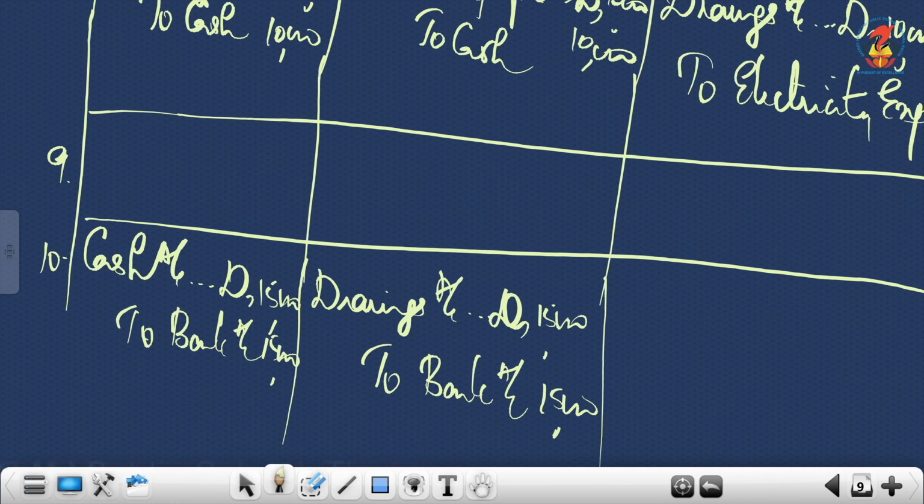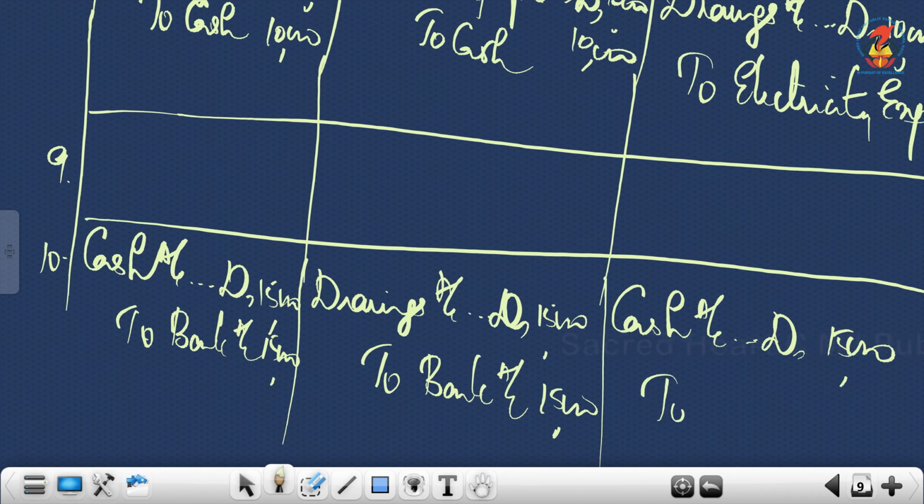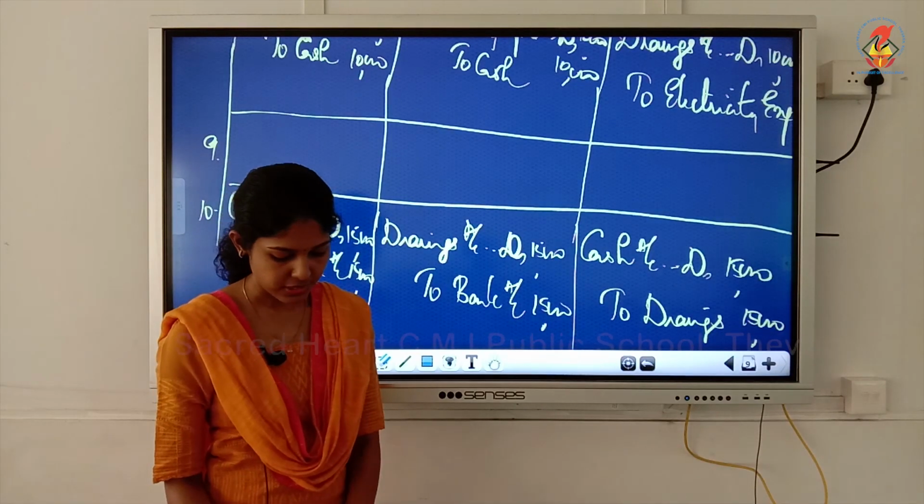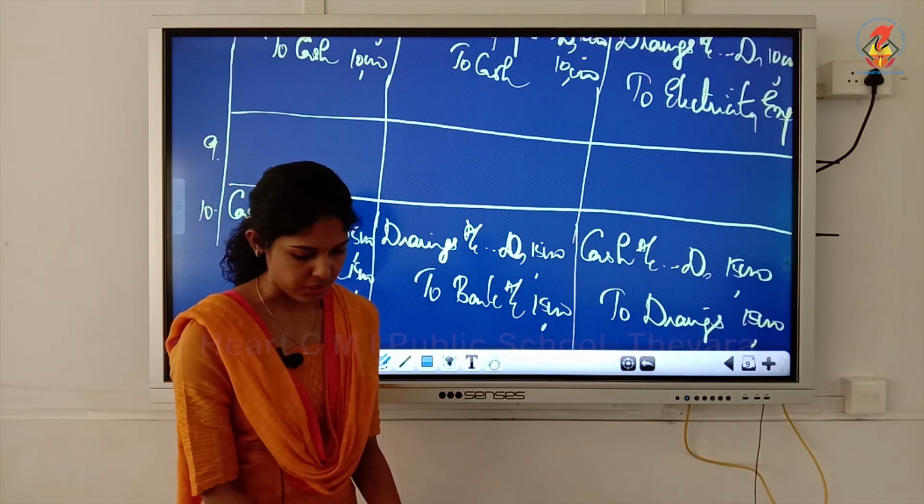Now, you look into the correct entry, cash to be debited with 15,000. Did we debit cash? No. So, we will debit now. Cash account debtor 15,000. Then, bank to be credited, that we have done correctly. Drawings was wrongly debited, so cancel it. So, to drawings 15,000. So, cash account debtor to drawings account, that is the answer, 15,000.